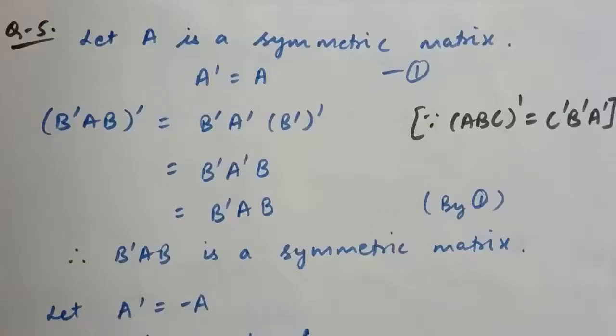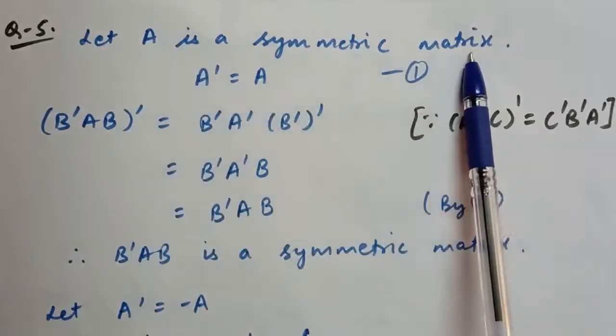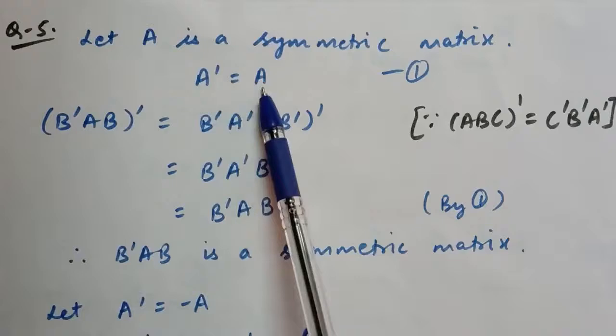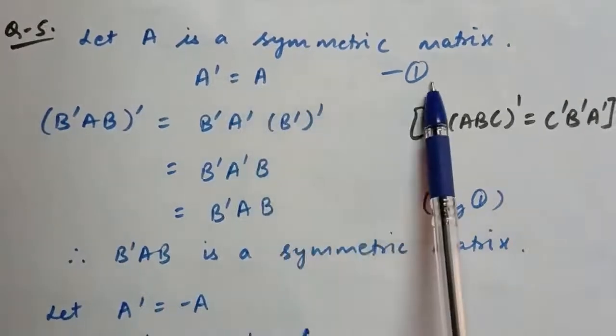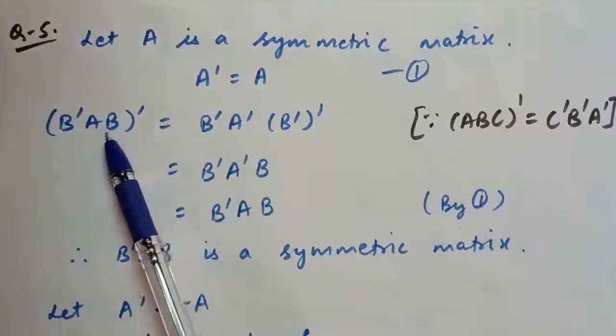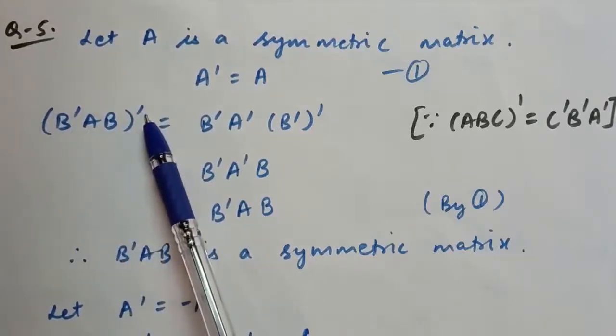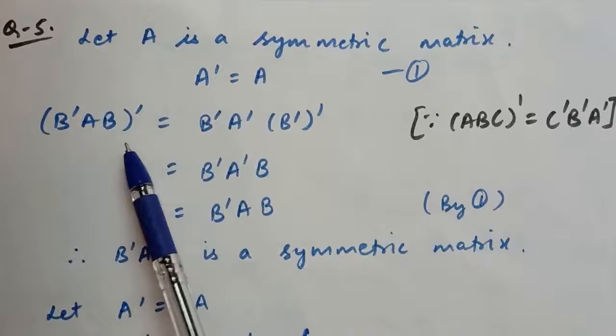Now question number 5 is to show that the matrix B transpose AB is symmetric or skew symmetric according as A is symmetric or skew symmetric. So first of all, let A be a symmetric matrix, that is A transpose is equal to A, and let this be 1. Now we have to show B transpose AB is also a symmetric matrix. So for that we will show B transpose AB whole transpose is equal to B transpose AB.